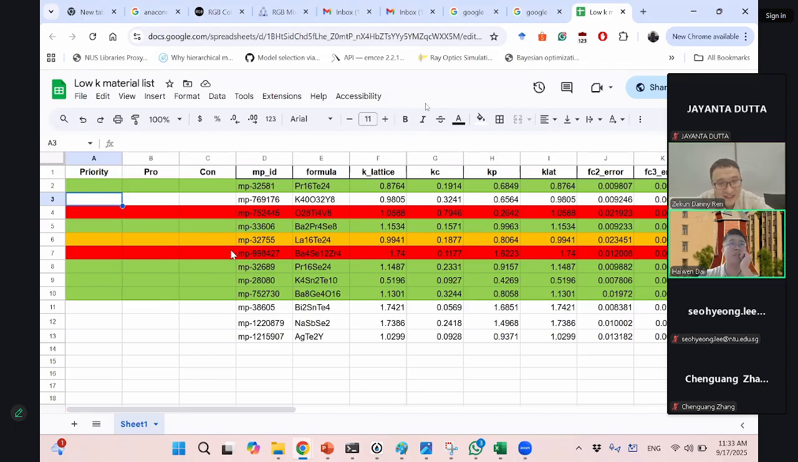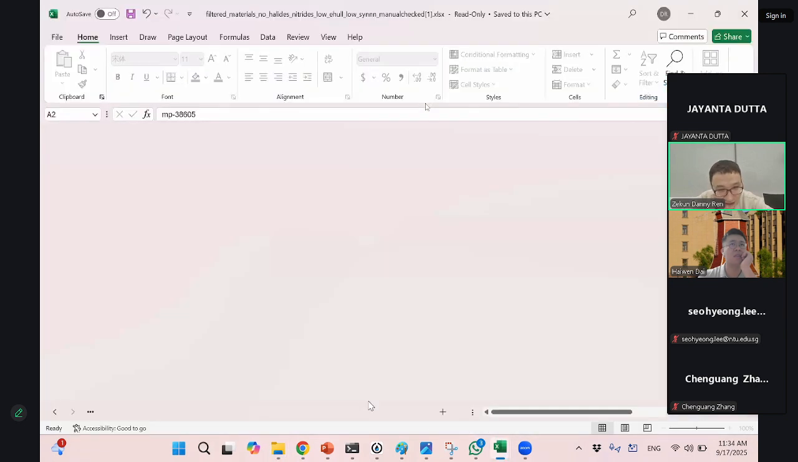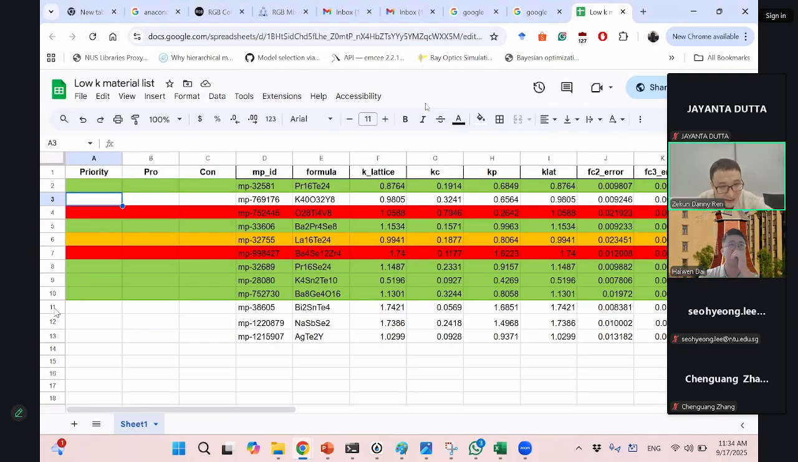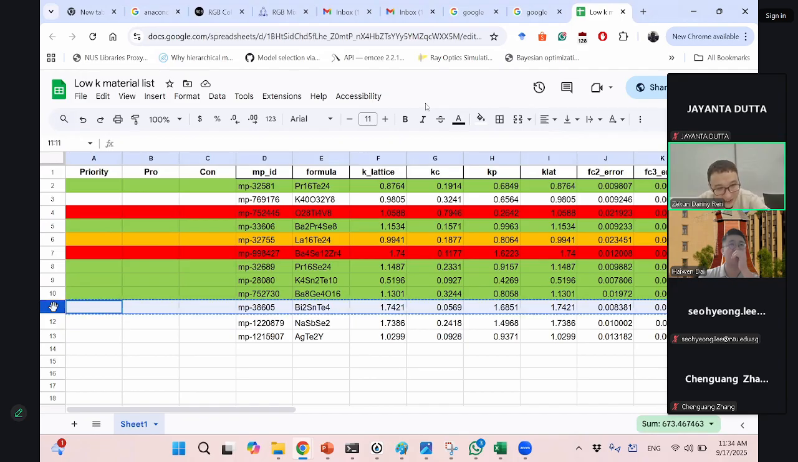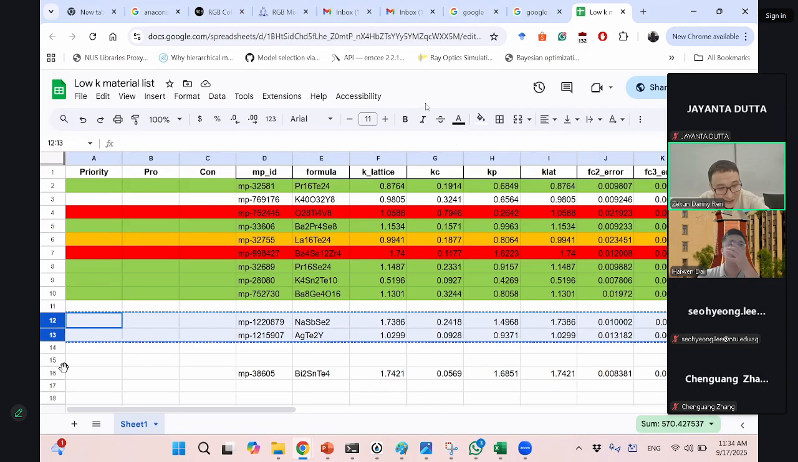One thing I'm finding weird is what is this row just after the green row? BI2SNT4. Did you just add it back? It's the one that you shared, a structure with thermal conductivity. Okay, because I didn't notice this one. My bad. We can literally remove this one because it's already been made. Let me just highlight this maybe in orange.